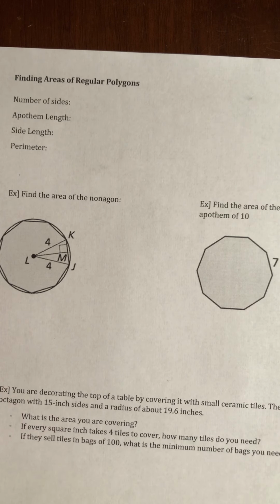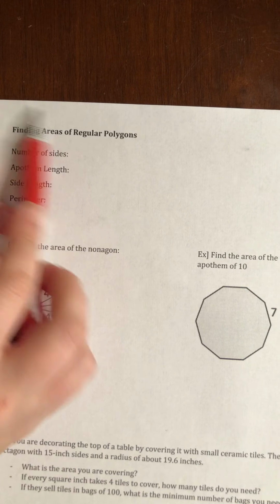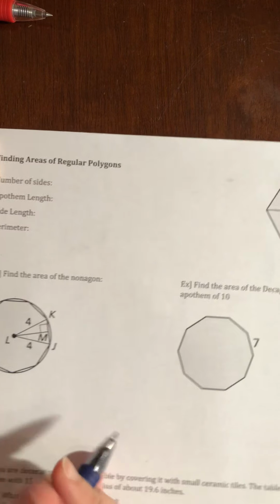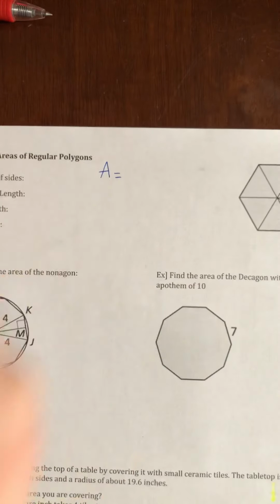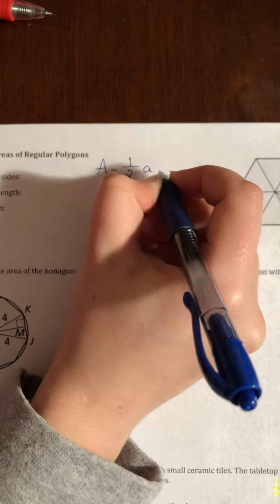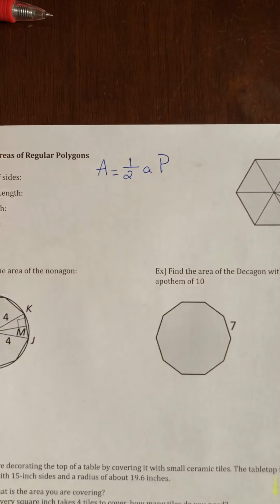So in part one, we talked about the different pieces of a regular polygon inscribed in a circle. There's the radius, the apothem. So now we're going to be finding the area of regular polygons, and we're going to need all those pieces. So the area of a regular polygon is 1/2 A times P. What are these things?